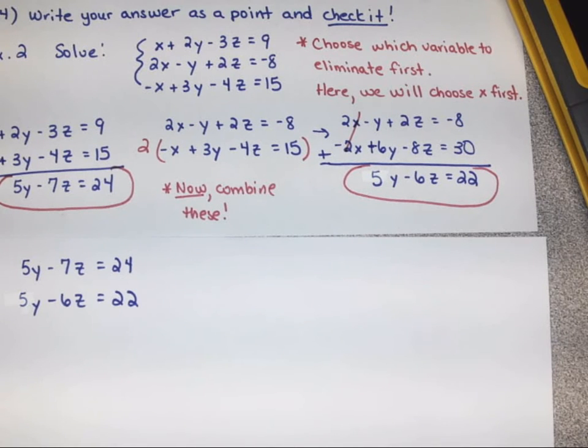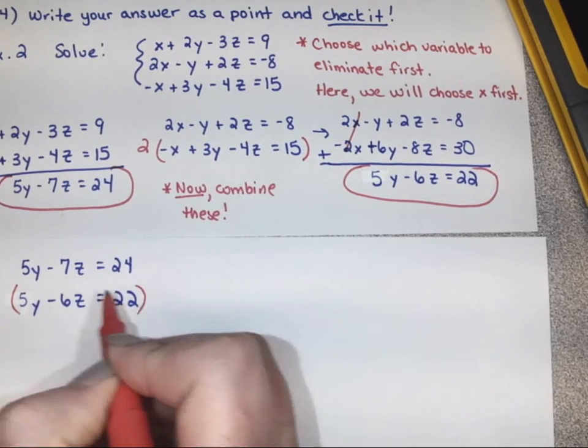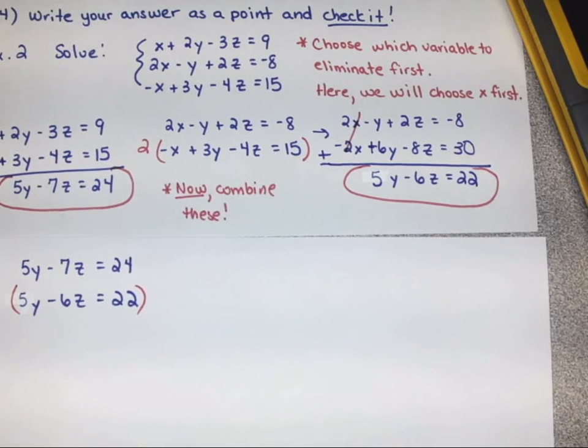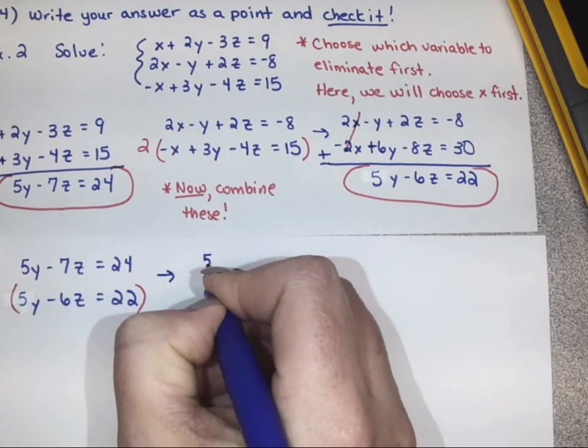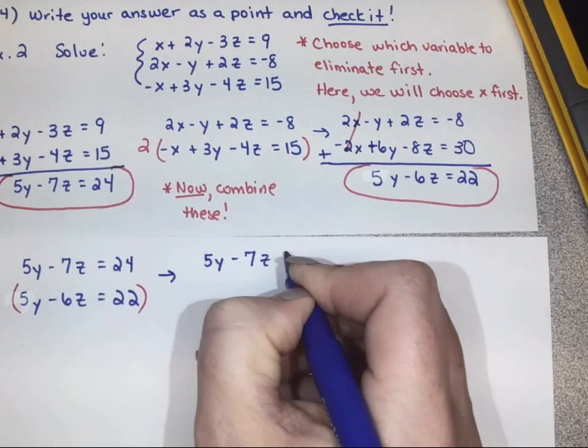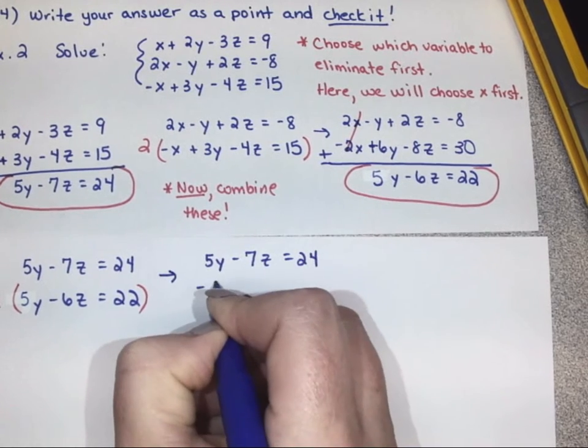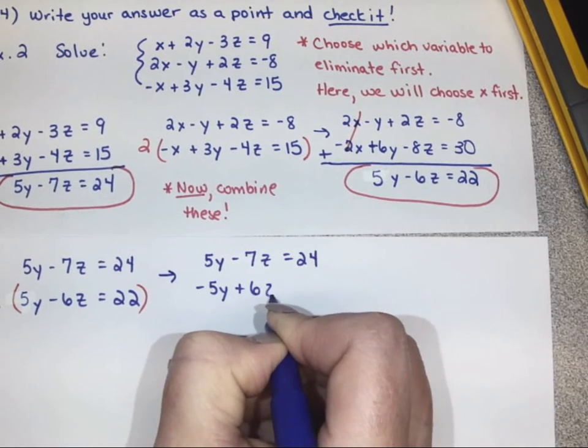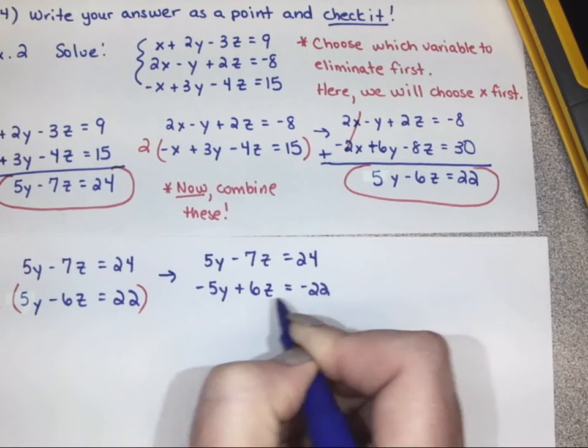Yeah, if one of them was negative 5, then we'd be good to go, right? So it doesn't really matter which one you choose, but I'm going to choose this one. So I'm going to multiply this by negative 1. Note that's going to give me 5y minus 7z equals 24, and negative 5y plus 6z equals negative 22.